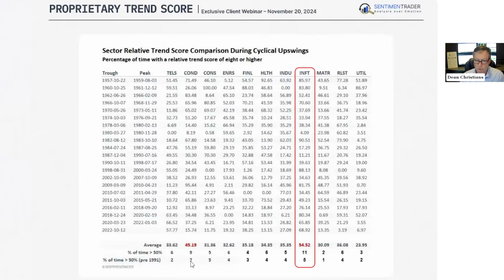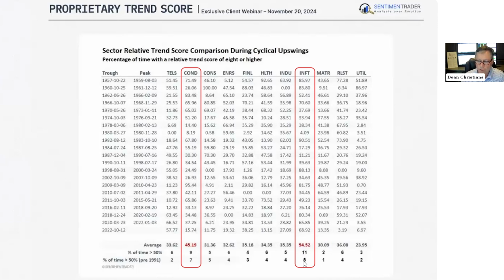technology and consumer discretionary are two of the best sectors. Now, those are growth sectors. So the stocks within those sectors are predominantly growth stocks. That means they have high growth in terms of earnings and revenue. And you can see that since 1957, the technology sector has had 11 times in all these cyclical upswings where it's had 50% of those days with a trend score of 8 or higher.